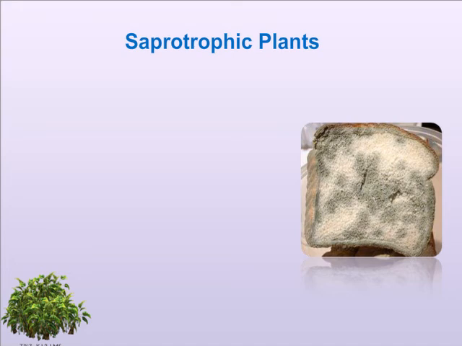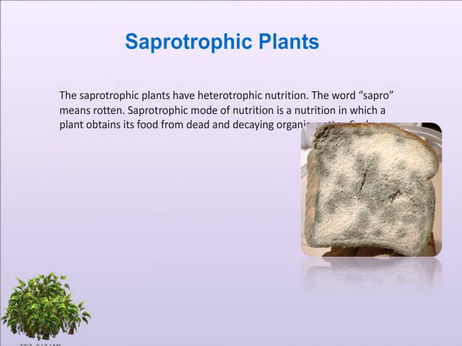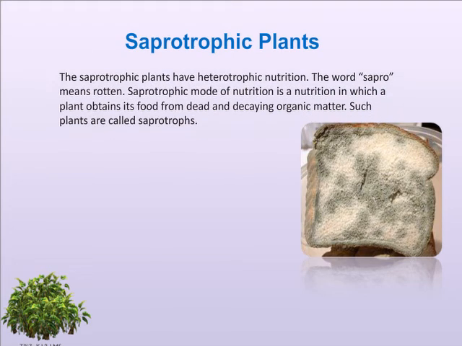Saprotrophic plants. The saprotrophic plants have heterotrophic nutrition. The word sapro means rotten. Saprotrophic mode of nutrition is a nutrition in which a plant obtains its food from dead and decaying organic matter. Such plants are called saprotrophs.